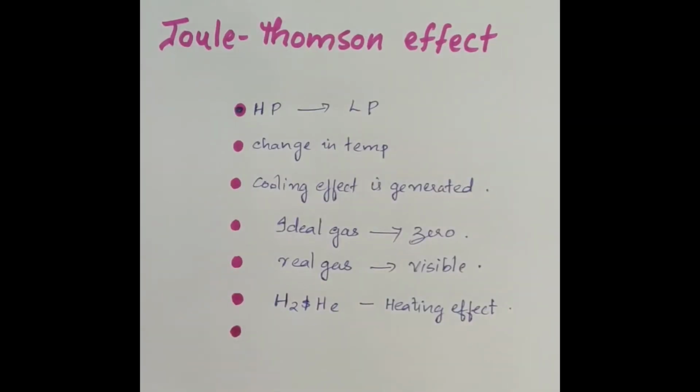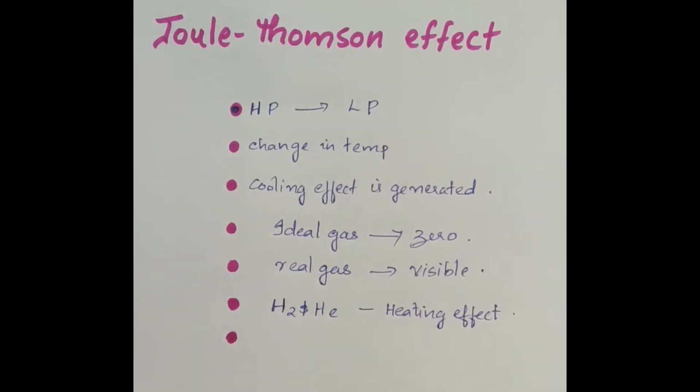Next, I am introducing a term, that is inversion temperature. What do you mean by inversion temperature? A gas gets cooled by Joule-Thomson adiabatic expansion only if its temperature is below a certain characteristic temperature. This temperature is called its inversion temperature. That is, the cooling effect is generated after Joule-Thomson adiabatic expansion only if the temperature is below the inversion temperature.